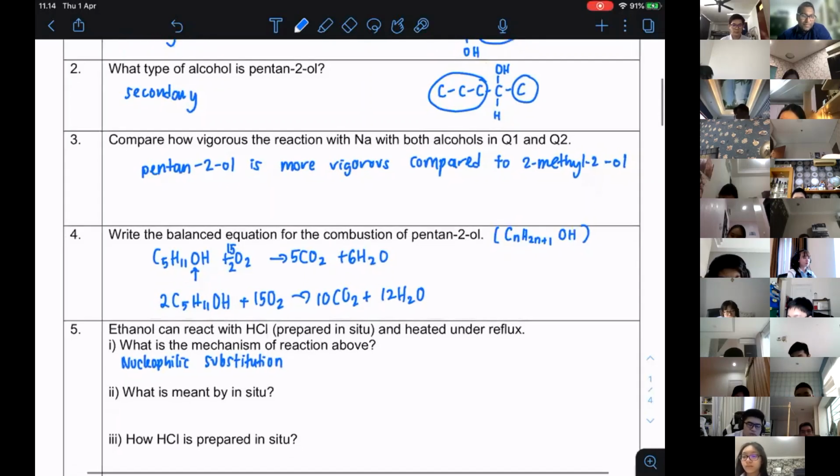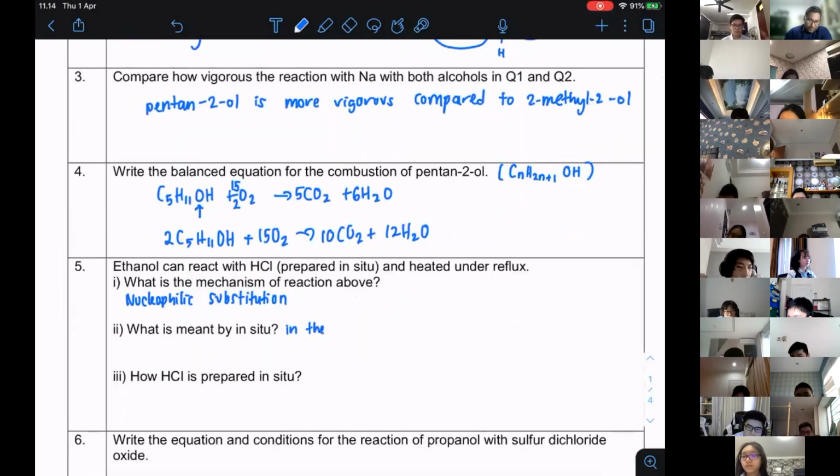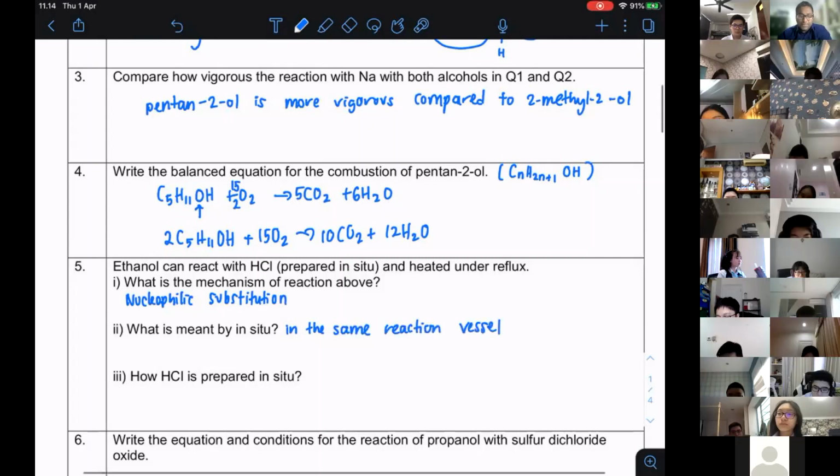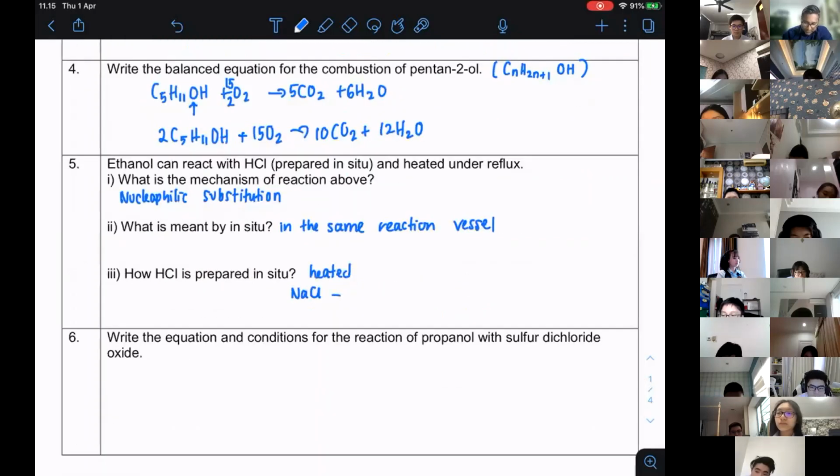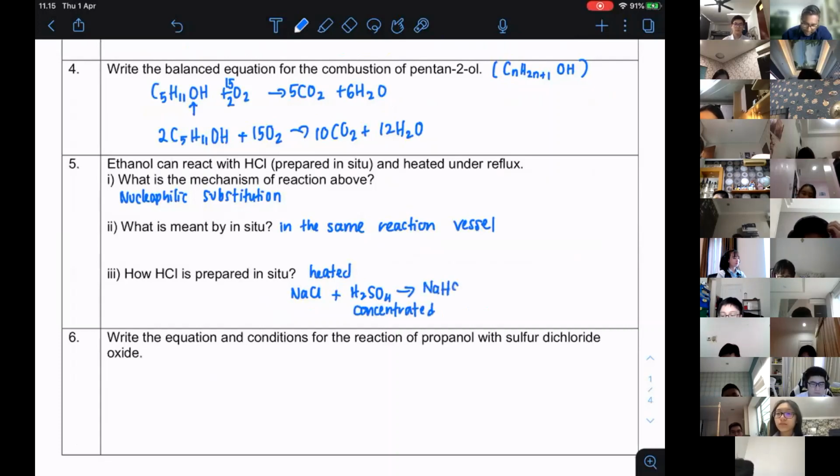Now what is meant by in situ? In the same reaction vessel. Next, how is HCl prepared in situ? You are going to use NaCl and heat it with concentrated H2SO4, and you are going to get NaHSO4 and then HCl. Once you get this HCl, we are going to react it with ethanol. This is prepared in situ.